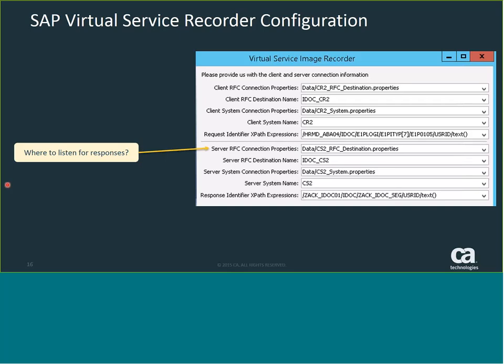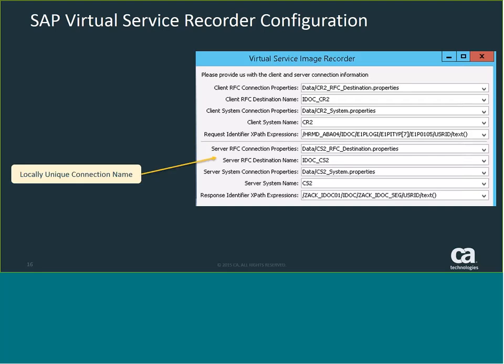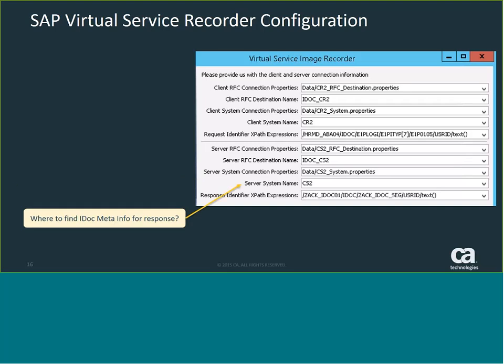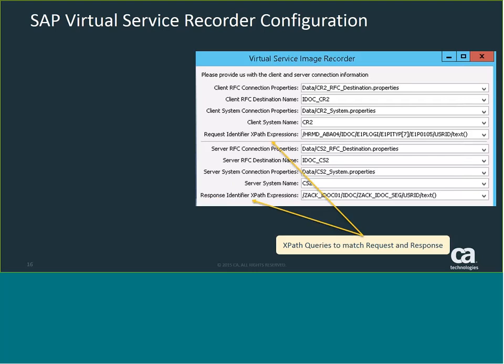On the SAP server side, we specify the equivalent settings. The first parameter again specifies the property file that contains the JCO connection settings to listen for the IDoc responses. The second parameter defines a connection name that's unique on the local system. The third parameter defines the properties file containing the JCO connection settings to forward the IDoc requests to. The fourth parameter identifies the IDoc repository for the IDoc response structure. And the XPath expressions are required to locate the correlation IDs in the IDoc requests and the IDoc responses to match up the response to a request.